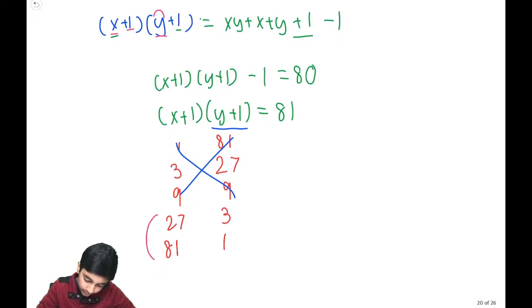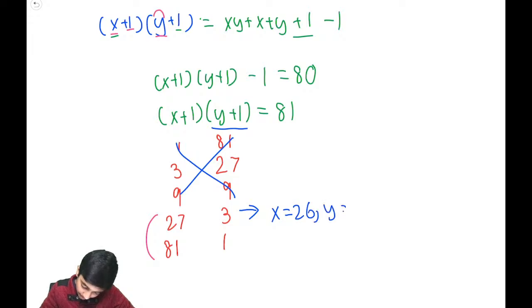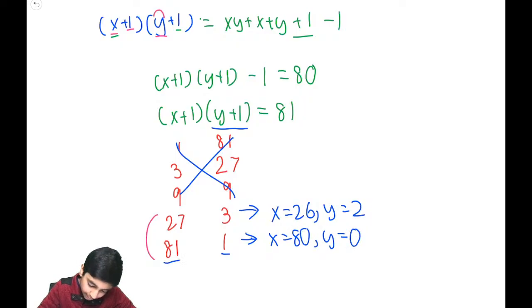But in this first case, we get that x is 26 and y is 2. In the second case, we get x is 80 and y is 0. Because we always know that this 1 is y plus 1, and 81 is x plus 1. So then we know that x has to be 80 and y has to be 0.